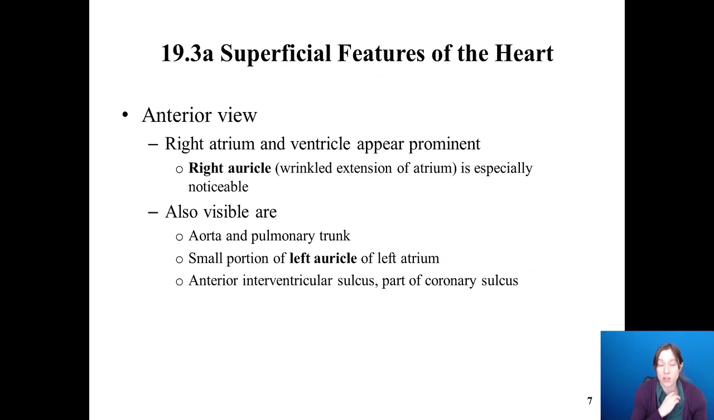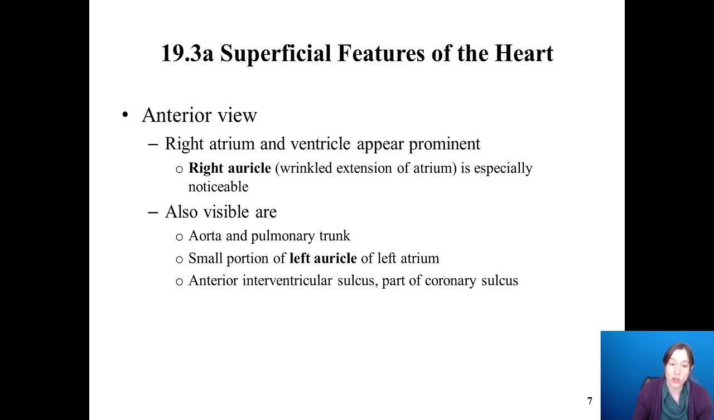All right, so on the anterior view, other things we can see are the right atrium and the right ventricle. They're very prominent. We can see those very easily. The right auricle is a wrinkled extension of the atrium. It kind of looks like the ear of the atrium and is especially noticeable. We can see the left auricle over the left atrium, but it's not as easy to see.